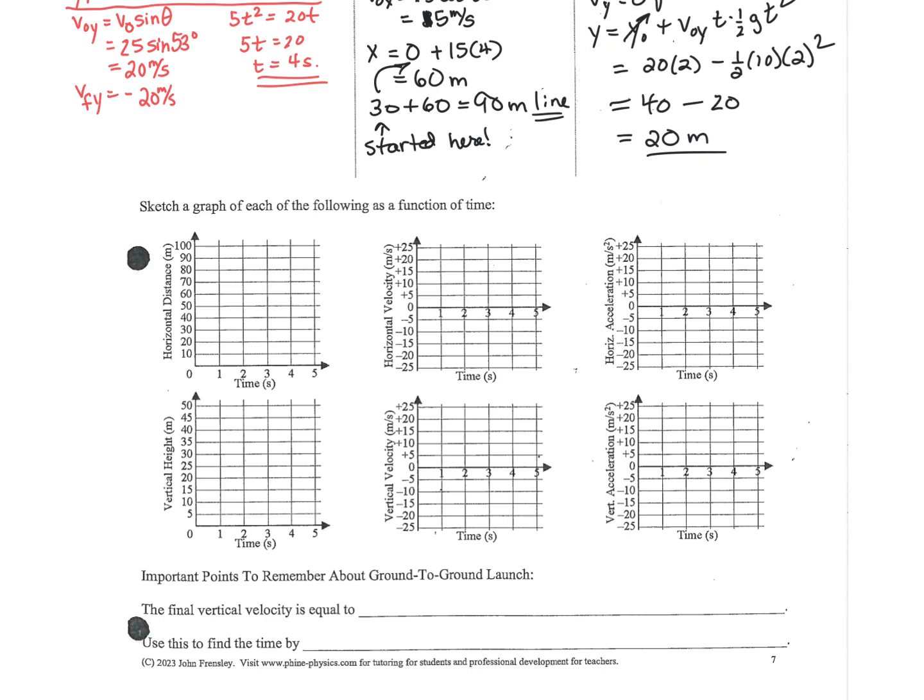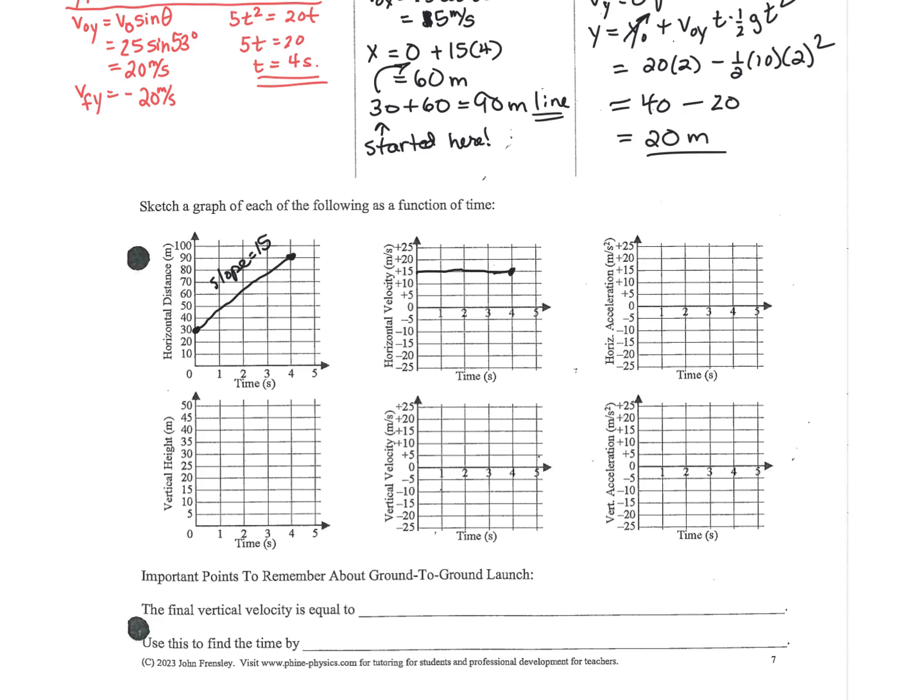Now, let's sketch a graph of this. We know it went for 4 seconds. The horizontal distance started at the 30-yard line, ended at the 90-yard line, and we know it was going at a constant velocity. Its constant velocity was 15 the whole time for those 4 seconds. So this is going to be a diagonal straight line whose slope is 15. Okay.